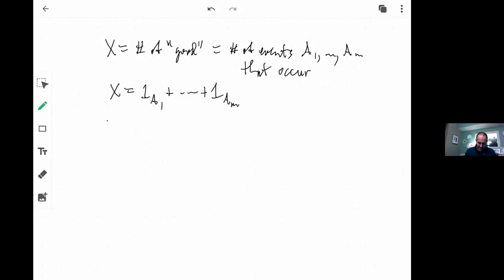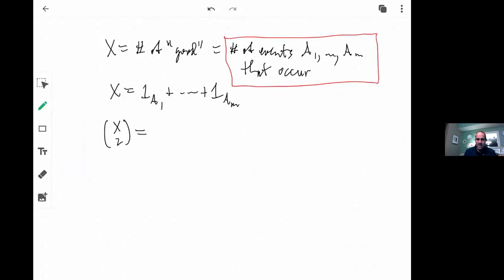Now, what would I have if I did something like x choose 2? That's a random variable. Well, if you think about it, because x is the number of these events that occur, x choose 2 will be the number of pairs of events that occur, okay? So this is going to be equal to the number of pairs of events that occur, which is going to be equal to what?